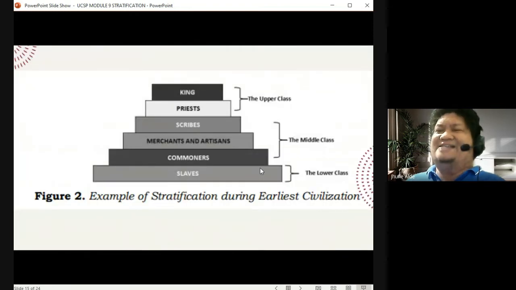So this is an example of stratification during the earliest civilization. Kung naalala ninyo ang inyong lesson sa Araling Panlipunan noon, tinalakay ninyo yung social stratification during the earliest civilization. Sino yung mga nasa top of the pyramid? They are the king and the priest. They belong to the upper class. The scribes, the merchants and artisans, and the commoners naman, they belong to the middle class. Tapos yung mga alipin, they belong to the lower class.